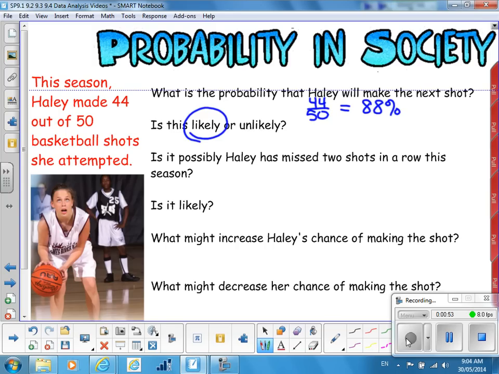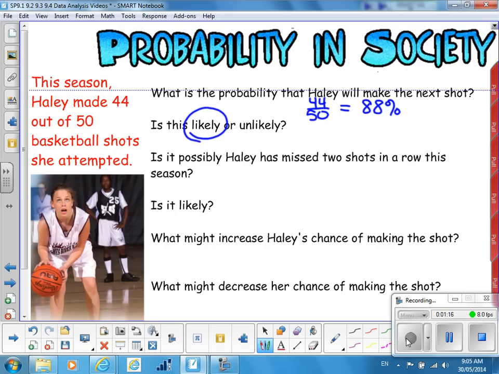Is it possible that Haley has missed 2 shots in a row this season? Well, if she's made 44, she's missed 6, so it is possible that she has missed 2 shots in a row, but is it likely? Probably not. If she's only missed 6, the chances that she missed 2 in a row are fairly small.